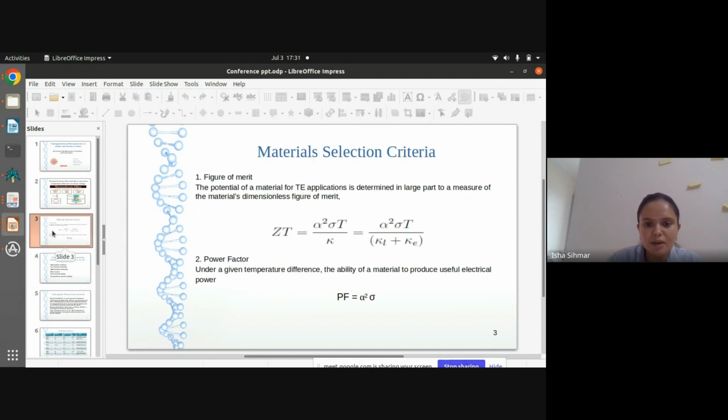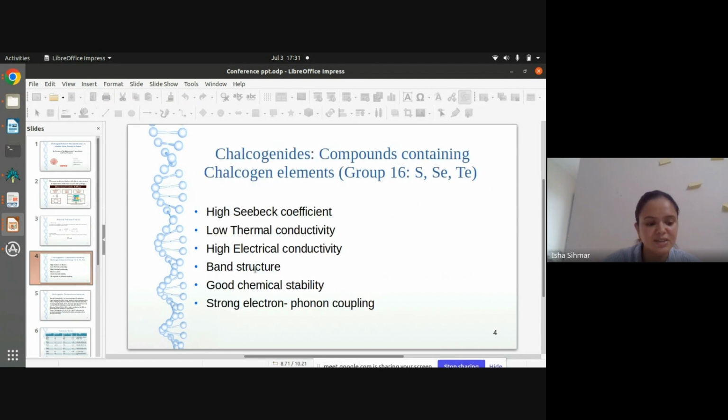Also, in this equation, the three main parameters, the Seebeck coefficient, electrical conductivity, and thermal conductivity, are all interrelated. So enhancing ZT of the material is a challenging task. We have to increase electrical conductivity without significantly increasing the thermal conductivity, which is challenging. Balancing high electrical conductivity and low thermal conductivity is key to achieving a high ZT.